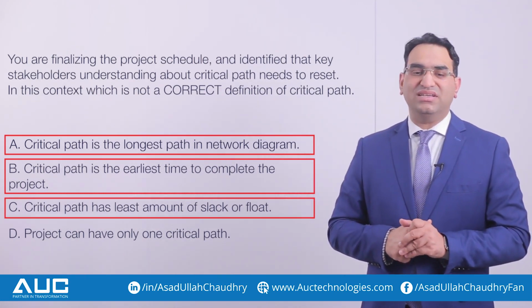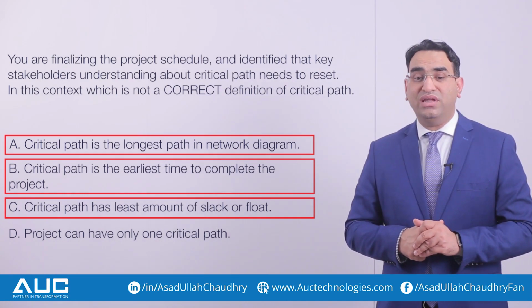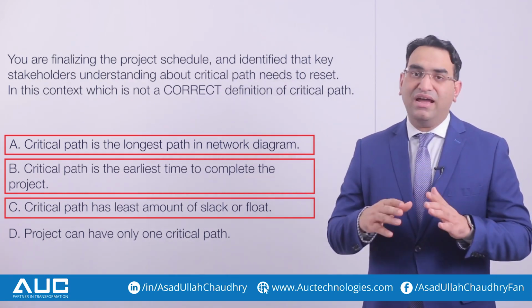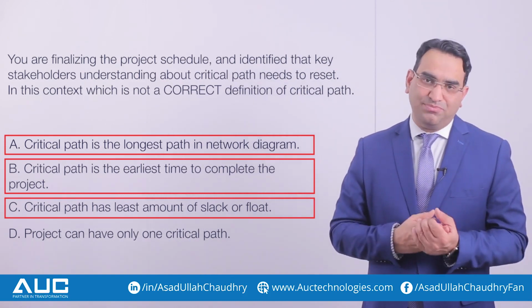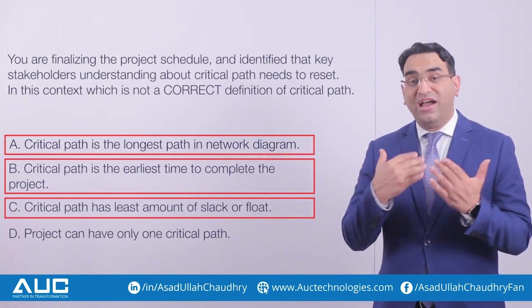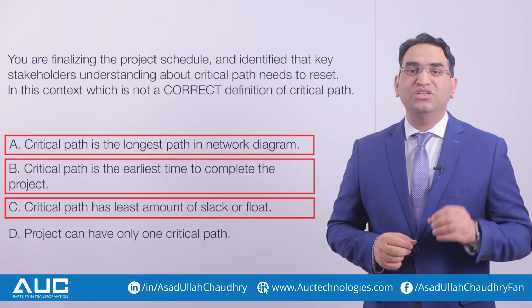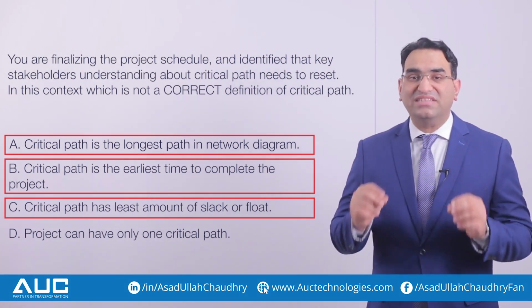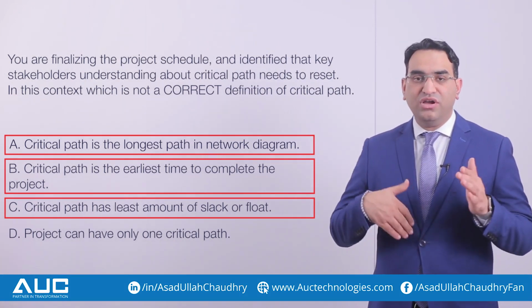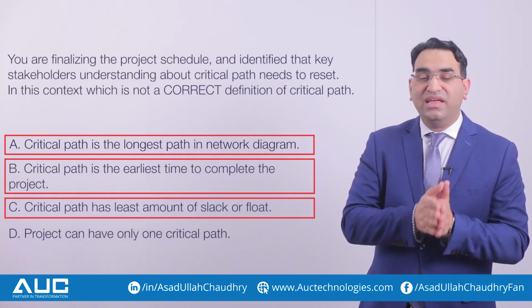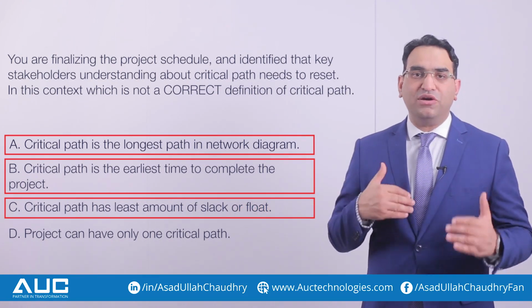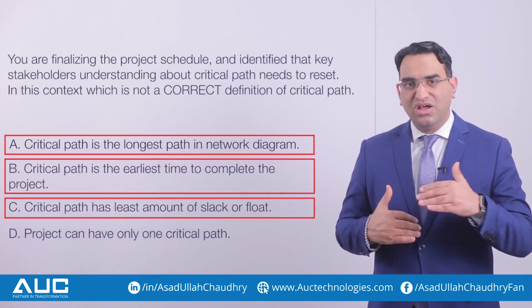Option number D says a project can have only one critical path. No, you can have multiple critical paths. And importantly, if you have multiple critical paths, it means you have more risk in your project, because if any activity on the critical paths gets delayed, it will delay your project. So as a project manager, you have to safeguard your critical path.